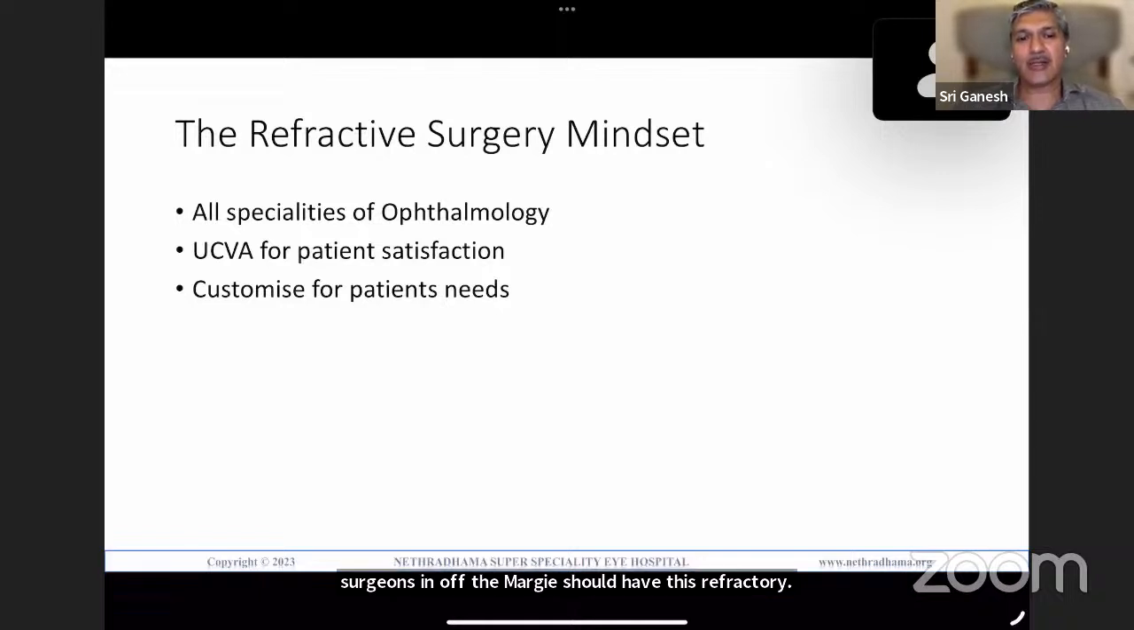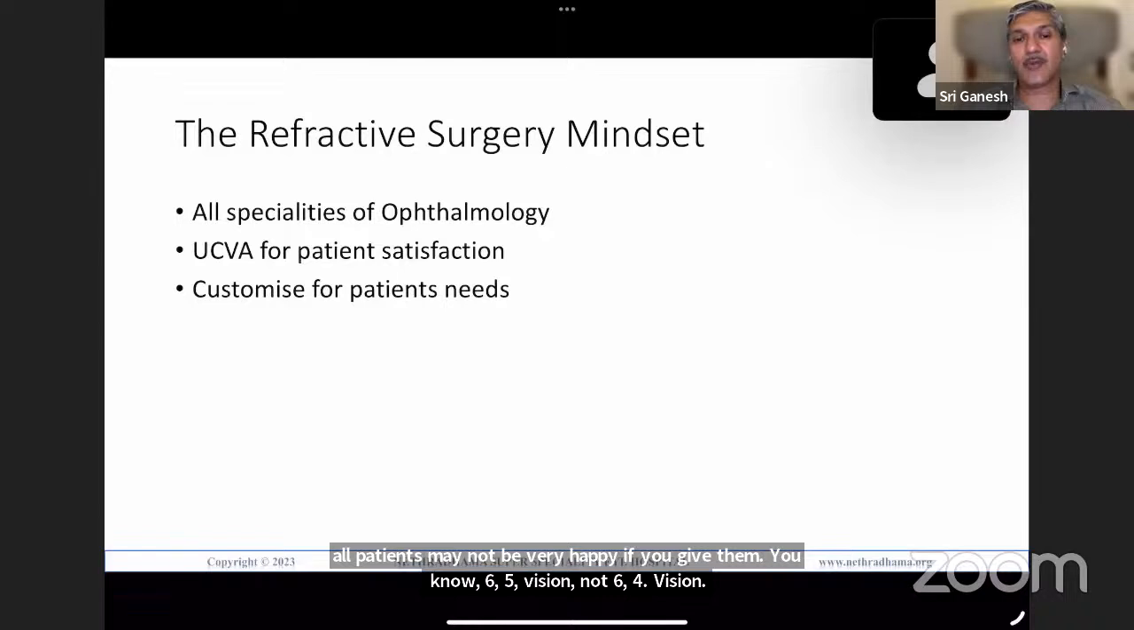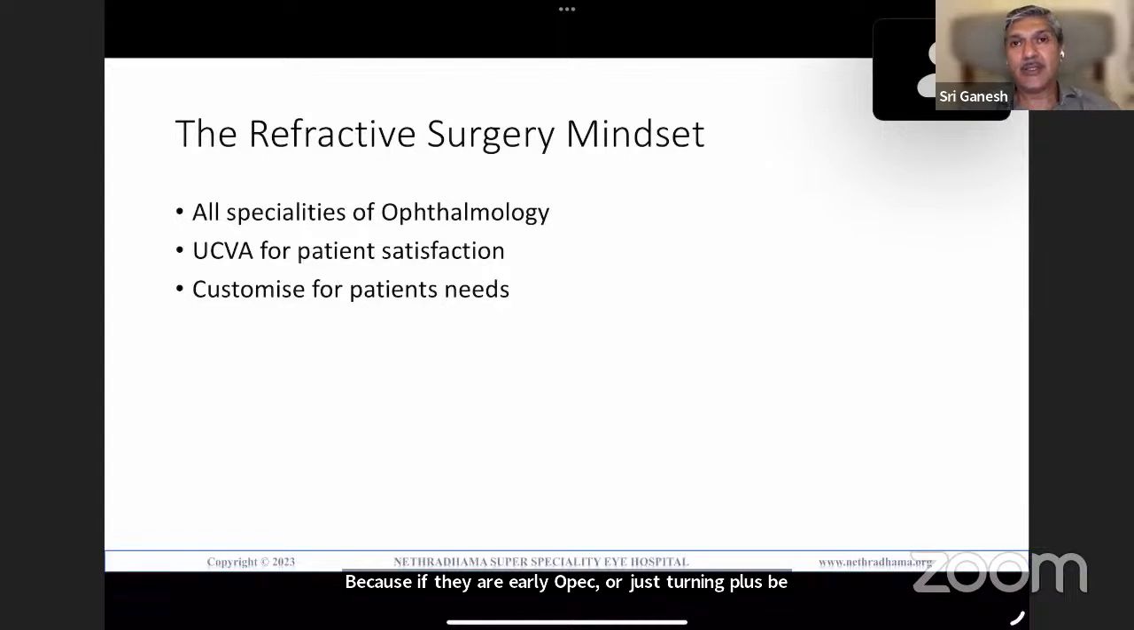Also, you need to look at customizing for patients' needs. All patients may not be very happy if you give them uncorrected 6/5 or 6/4 vision. Because if they are early presbyopic or just turning presbyopic and you correct their myopia fully, then they may actually be unhappy, and they may not be satisfied. You're happy, you say that you've got a perfect result, there's no residual refractive error, you have 6/5 vision, but why are you cribbing? But again, you'll have to look at the patient's needs.